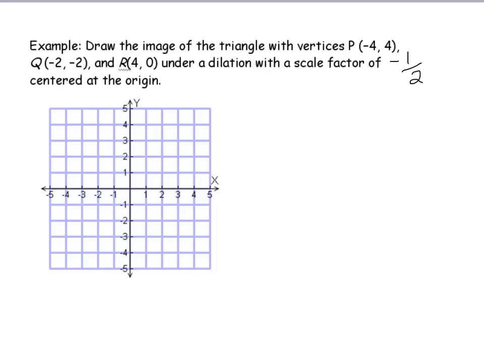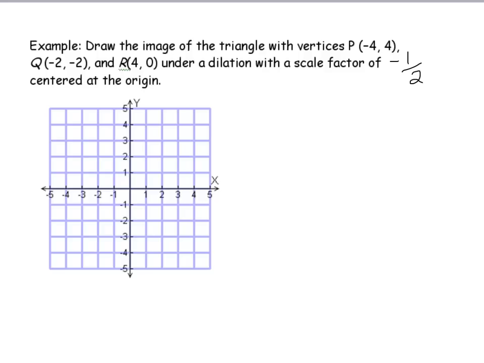So for this example, I'd like you to draw the image of the triangle with the vertices P, Q, and R. We're going to take that under a dilation with a scale factor of, if you don't have it written, -1/2, centered at the origin. So if we're going to do a scale factor of -1/2, remember, that's two things you're going to have to do. Not only are you going to have to multiply every single coordinate, the x's and the y's, by a half, you're also then going to rotate it 180 degrees using the transformation that you've done before, 180 degrees about the origin.